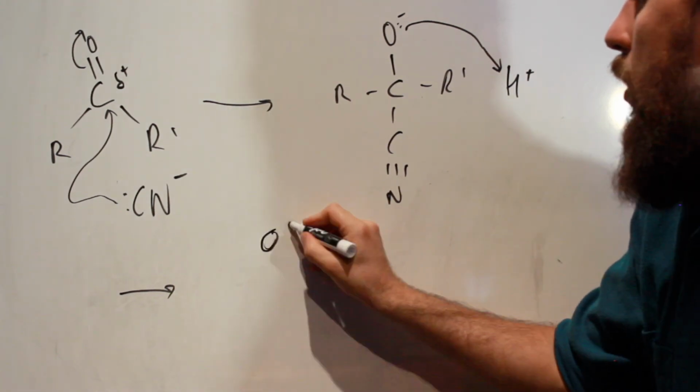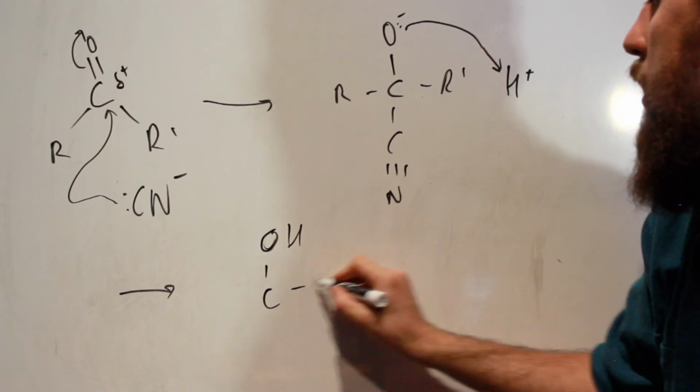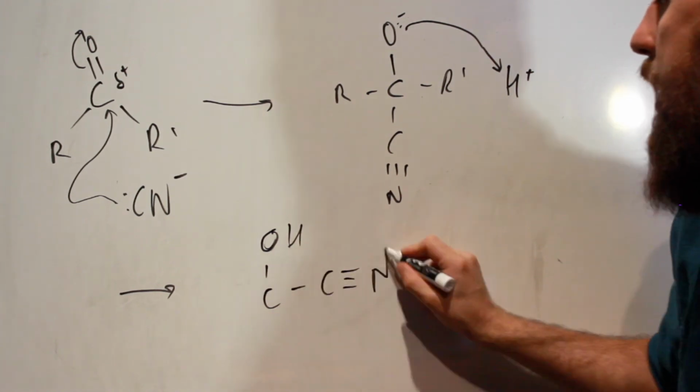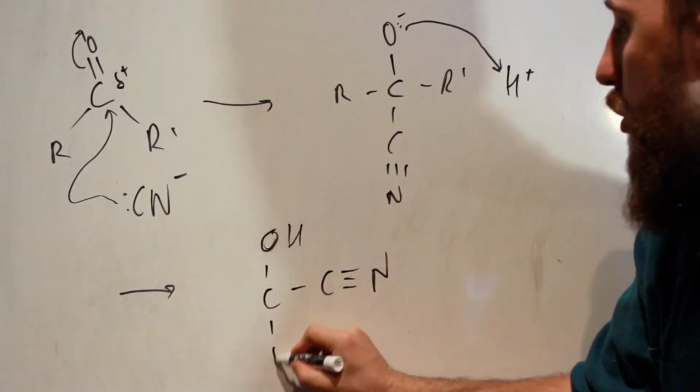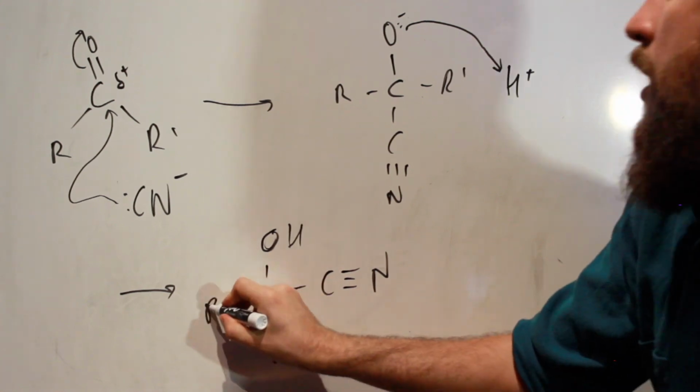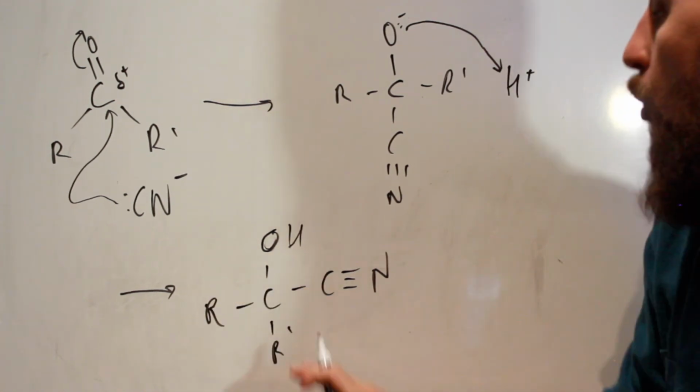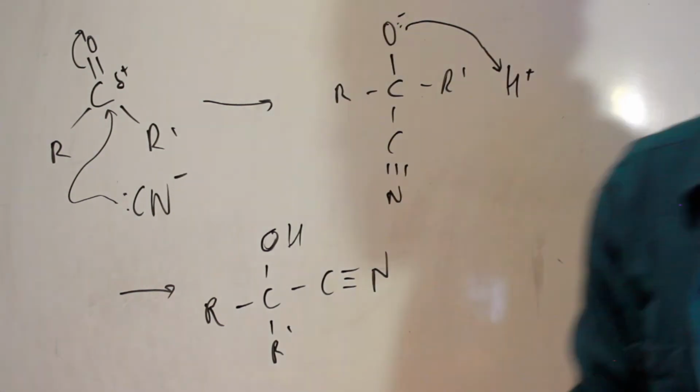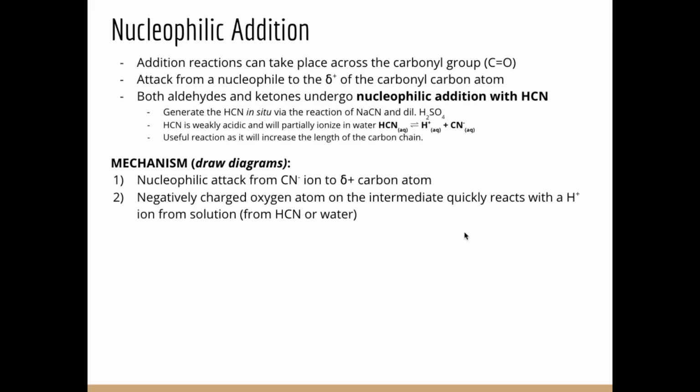We've got the alcohol, we're going to have the carbon, we're going to have the nitrile. I'm going to do my nitrile there. We've got our one alkyl group, the other alkyl group. Recall, if it's an aldehyde, we have one of these R's as a hydrogen. So what we form is this species called a 2-hydroxynitrile.